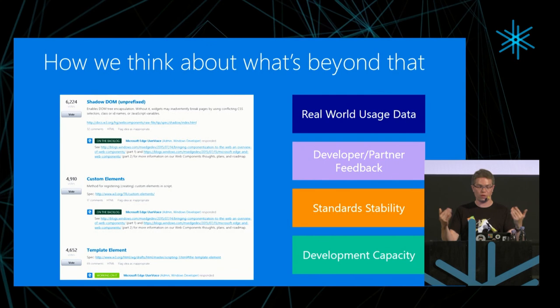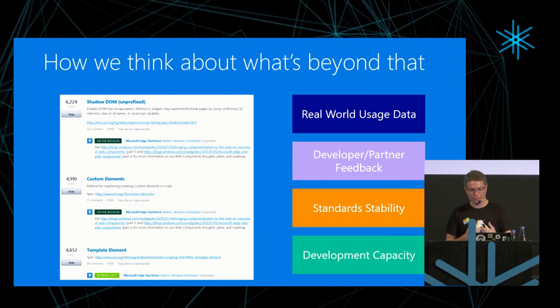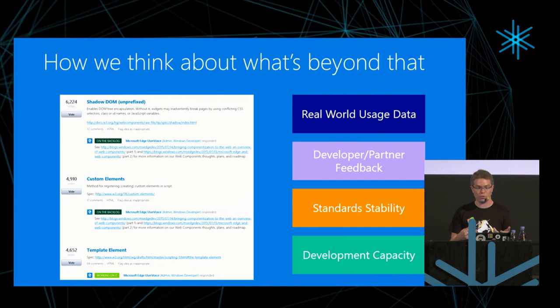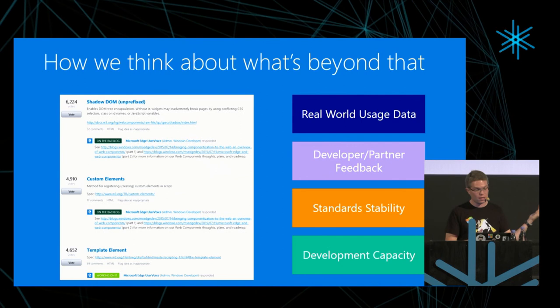It's also based on your developer feedback, because even if something is not yet being used, it could be very interesting for the future, so it's based on the discussion we'll have with you. And it's based also on the stability of the standard, obviously, so we are not shipping in production what's not completely tested. To do that, we're now using the abort flags, and it's based obviously on development capacity. So you can see that we're currently looking at shadow DOM and custom elements. It's on our backlog, and we are starting to work on the template element part of the web component stuff, to be shipped in the next update of our browser.